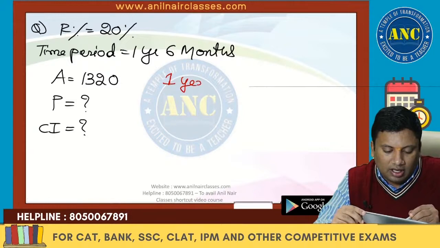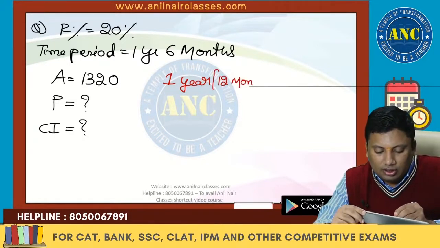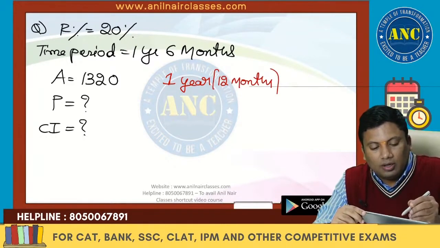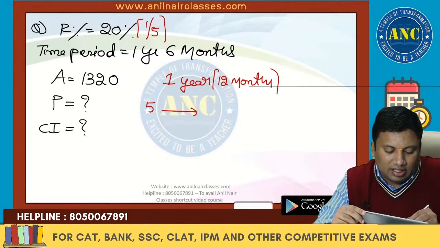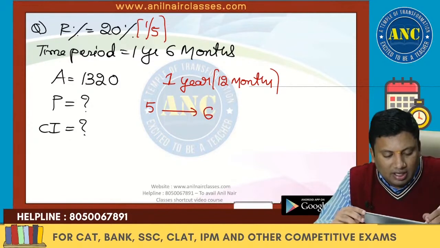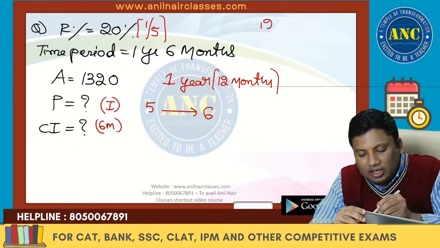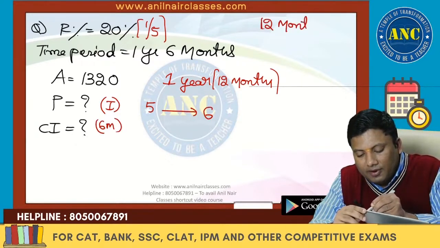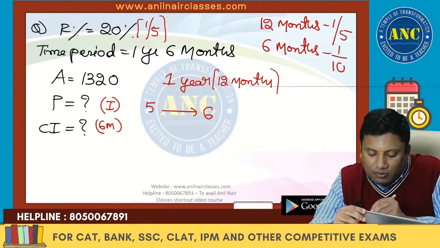Now it is 1 year, and 1 year is nothing but 12 months. So for 12 months the rate of interest is 1 by 5. 5 increases by 1, it is nothing but 6. This is for the first year. In the second year, I require only 6 months. For 12 months it is 1 by 5, so for 6 months it is half of 1 by 5, which is 1 by 10.